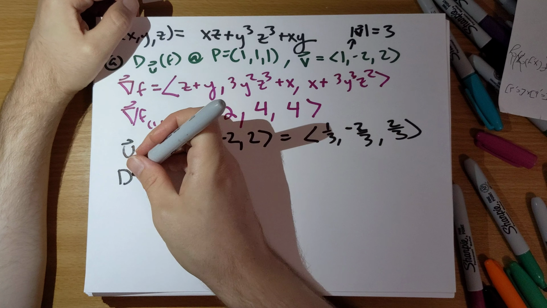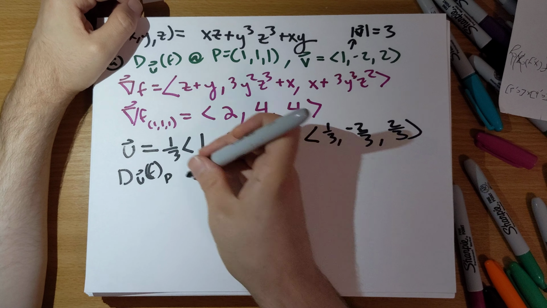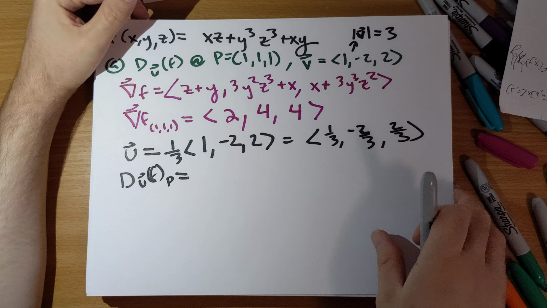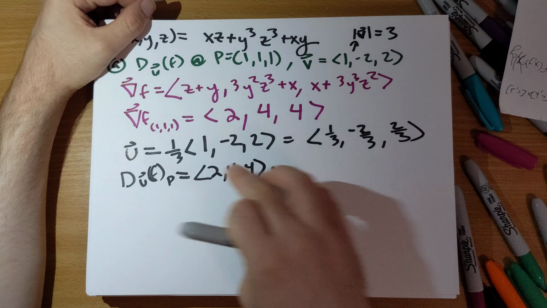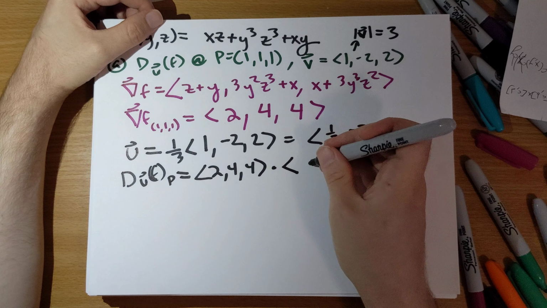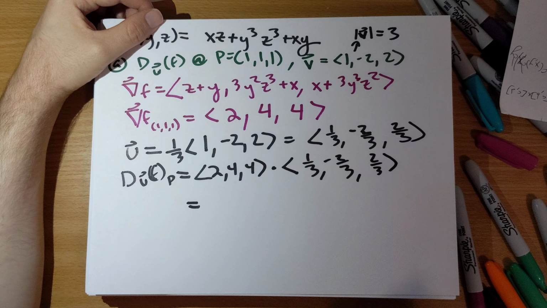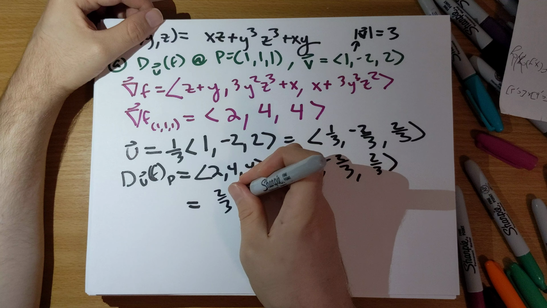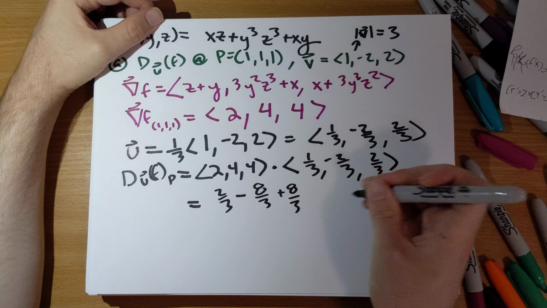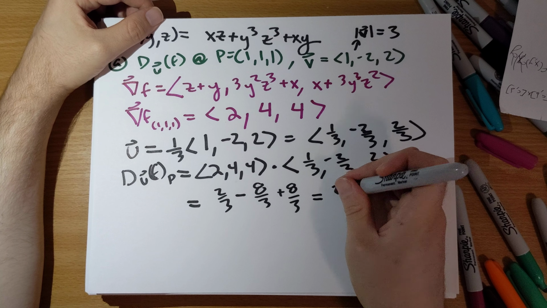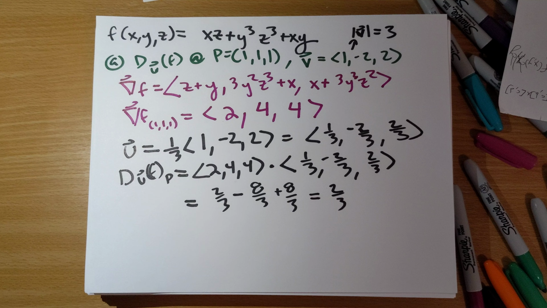So then how do we get the directional derivative of f at the point P? We take the dot product of the gradient, ⟨2, 4, 4⟩, with the unit vector pointing in that direction, ⟨1/3, -2/3, 2/3⟩. And so we end up with 2/3 minus 8/3 plus 8/3, and this is equal to 2/3. So that's the directional derivative in the direction of that vector.